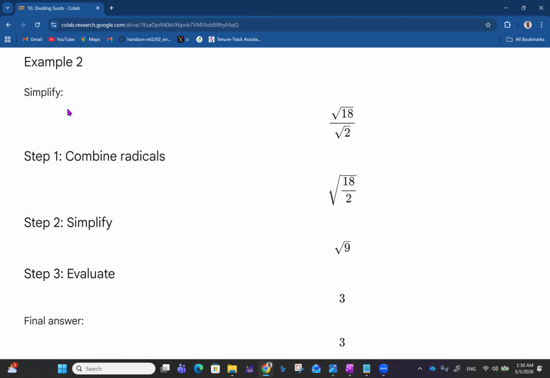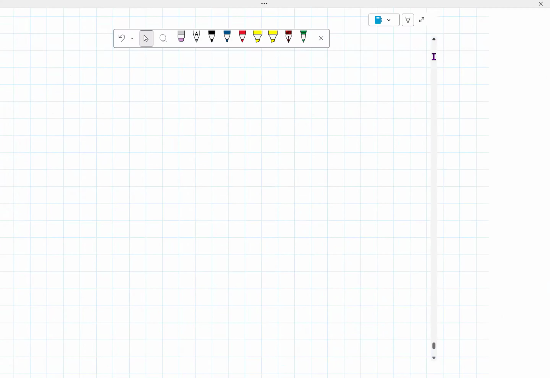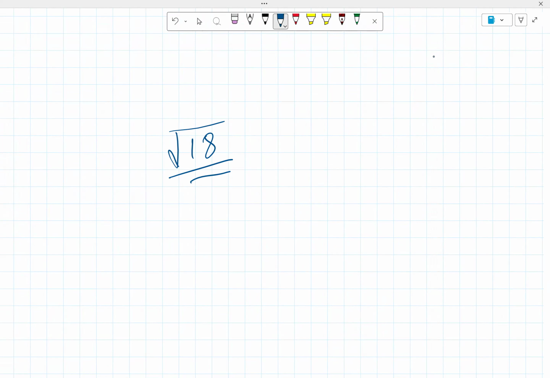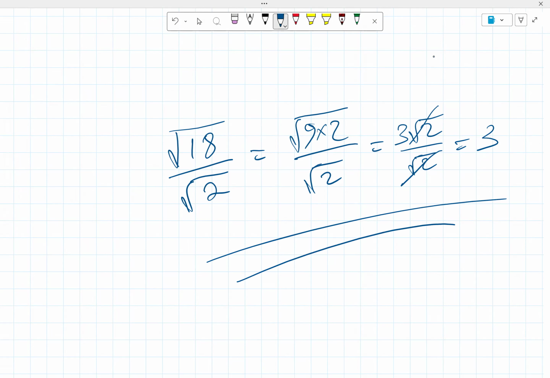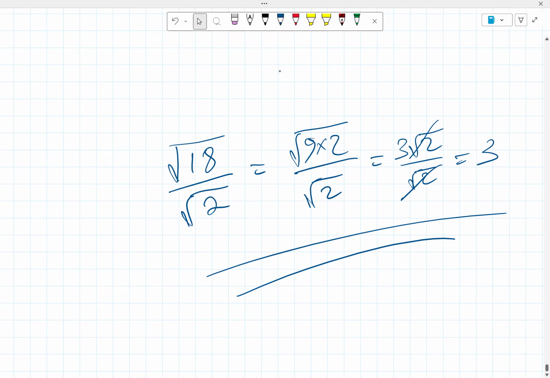Then here, simplify square root of 18 all over square root of 2. You can combine everything and have square root of 18 over 2, which is square root of 9, and that is equal to 3. An alternative approach: square root of 18 is square root of 9 times 2, all over square root of 2. Square root of 9 is 3, so you have 3 root 2 all over root 2, root 2 cancels root 2, and the answer is 3. So that's another way it could have been done.